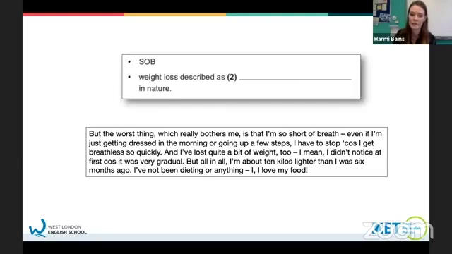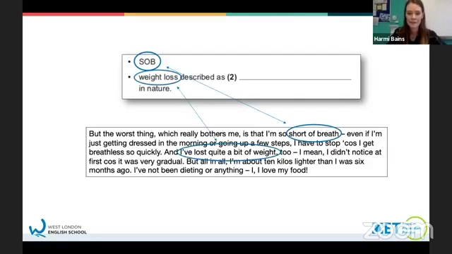Okay, the second one, what did you have? I put gradually, weight loss described as gradually in nature. So this is the thing. Here gradually is an adverb. And when we say described as, we need to follow it with an adjective. So let's have a look at the answer. We've got short of breath, so we know that the weight loss is coming next. We can see I've lost a bit of weight, so we know about the weight loss. And then we've got the word gradual. So in this case, you wouldn't get the mark, I don't think, for writing gradually, because you've put the wrong part of speech in there. So when you're copying your answer over, if you say described as gradually in nature, it doesn't make sense because it needs to be an adjective rather than an adverb.